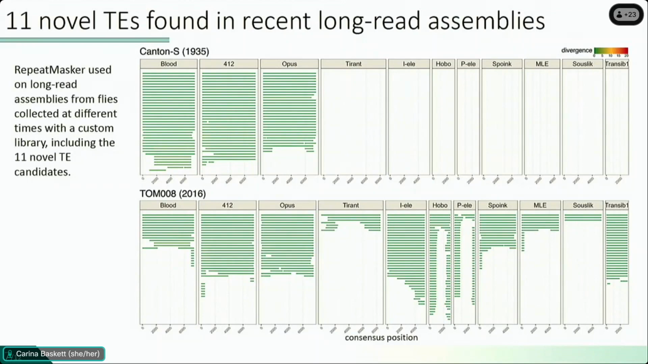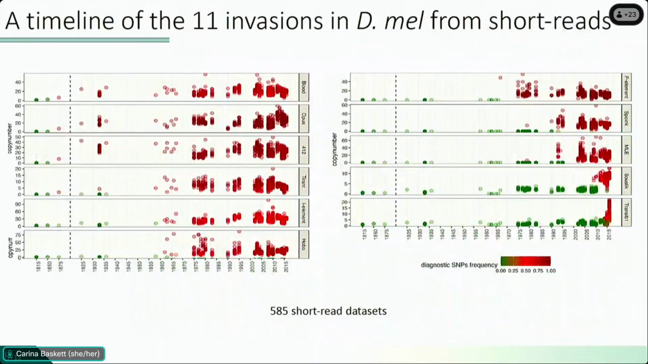And yeah, so basically the story started to change a bit. So horizontal transfers don't seem to be so rare. And now we can check leveraging all the short read data we have. So these are, I think, 800 or 600 strains collected over the past 200 years.